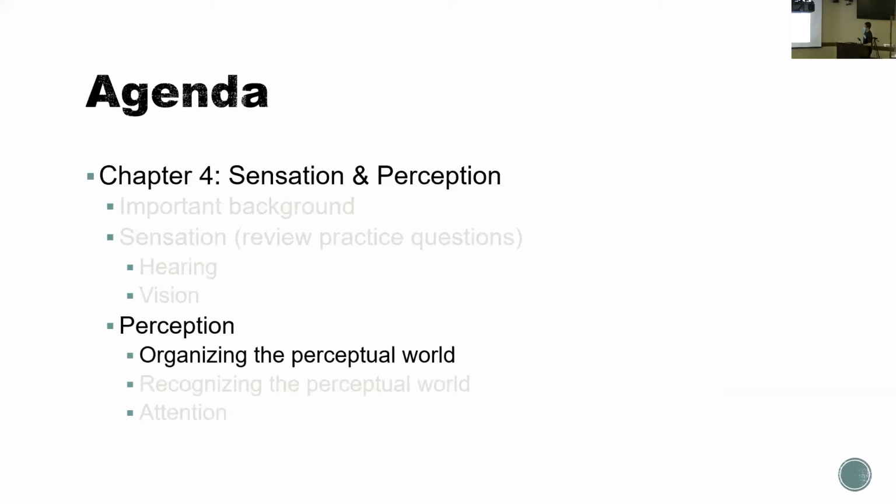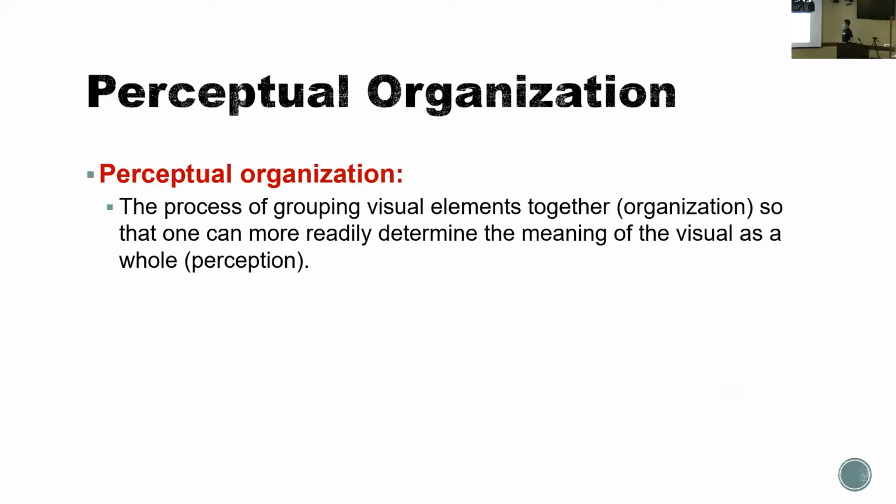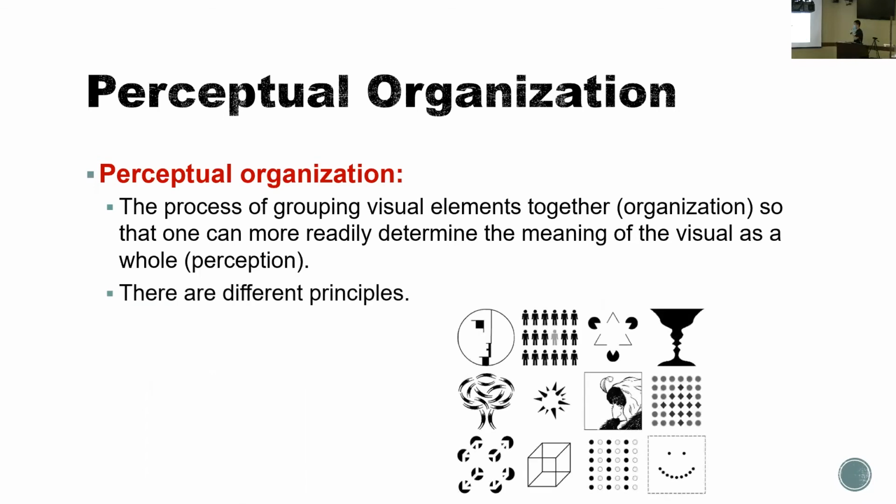All right. So next, I am going to show you how we organize our perceptual world. Perceptual organization is the process of grouping visual elements together, and we call it organization, so that one can more readily determine the meaning of the visual as a whole, and that will be our perception. And there are many different principles. I will go through them one by one.